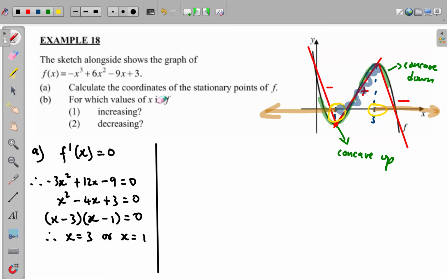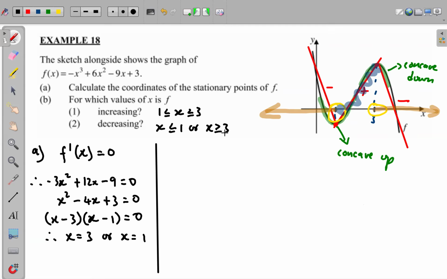For which values of x? Well, surely the graph is increasing when x values are between 1 and 3. But the graph is decreasing if x values are less than or equal to 1, but also if they are bigger than or equal to 3, the graph is also increasing.